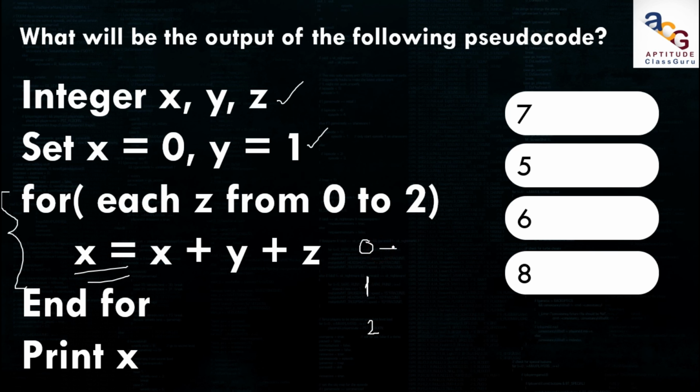So in the first iteration, what is the value of x? It is 0. So 0 plus, what is the value of y? 1 plus, what is the value of z? It is also 0. So after completion of the first iteration, the value of x will be 1.